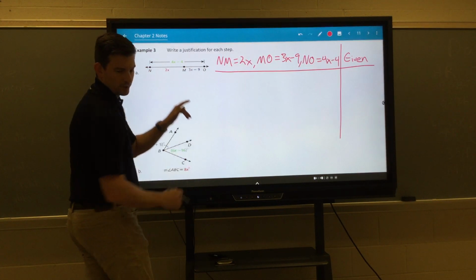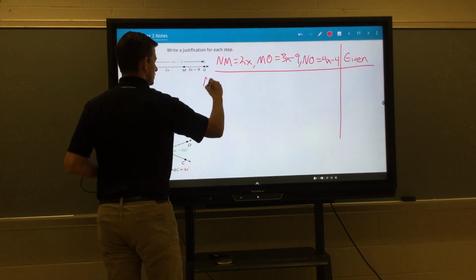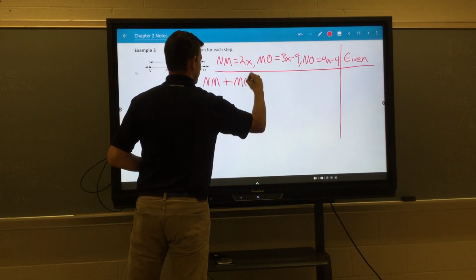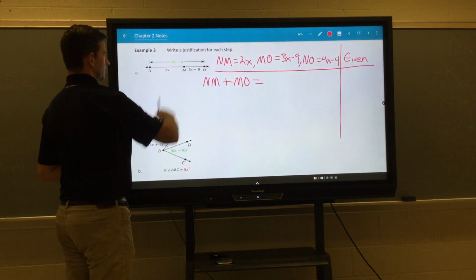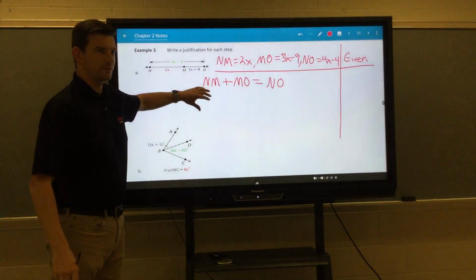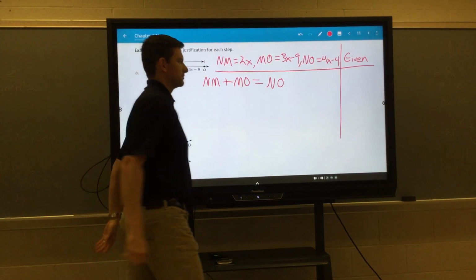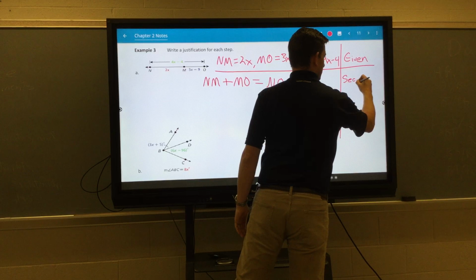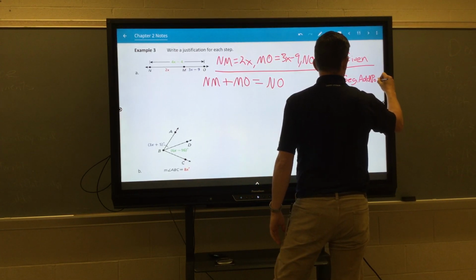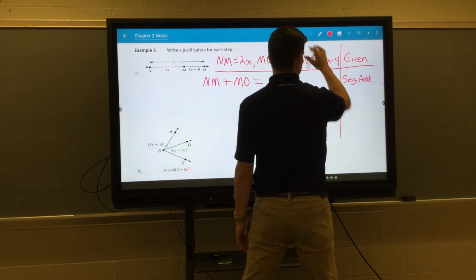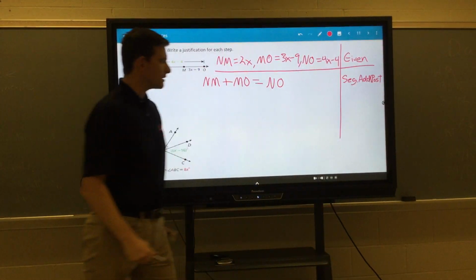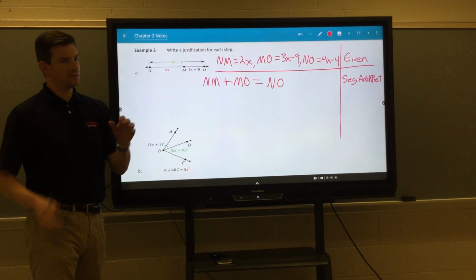Well, to relate these, chapter 1 idea, this length plus this length equals the full length. So in this case, we have our NM plus our MO length equaling our NO length, the total. This segment length plus this segment length equals the full segment length. That is the segment addition postulate. Segment addition postulate. This piece plus this piece gives you the full length.